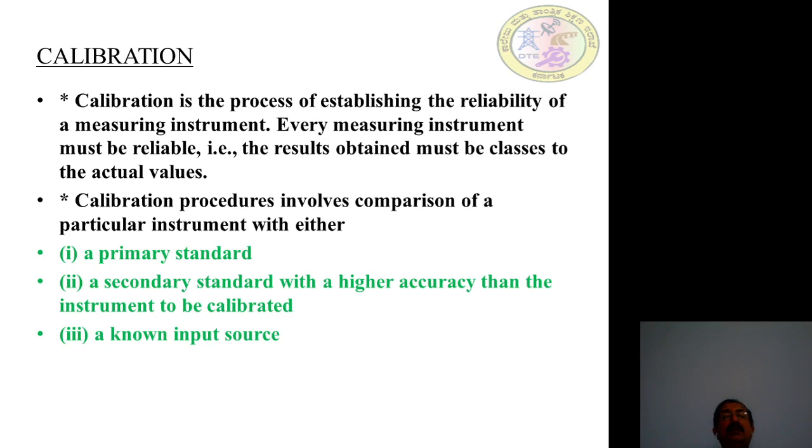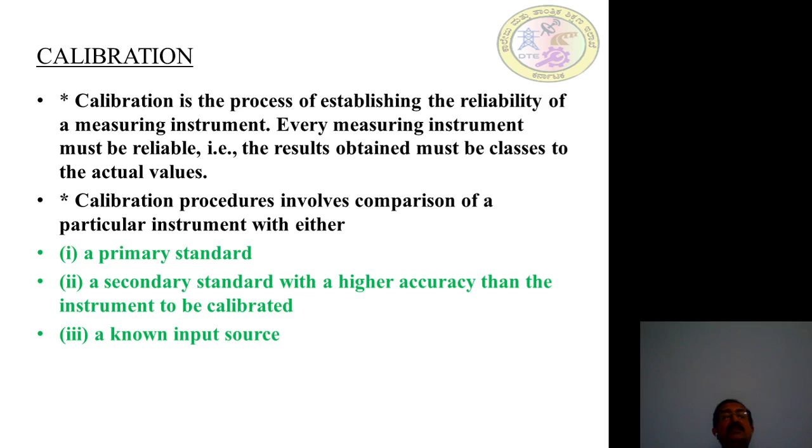Similarly, if you want to calibrate a voltmeter or a galvanometer, it's a simple thing. If you take a voltmeter and supply some known input, then the voltmeter has to show the same input. That means input value and output value should be equal. Otherwise, your voltmeter requires some repair. So this is the process of calibration.